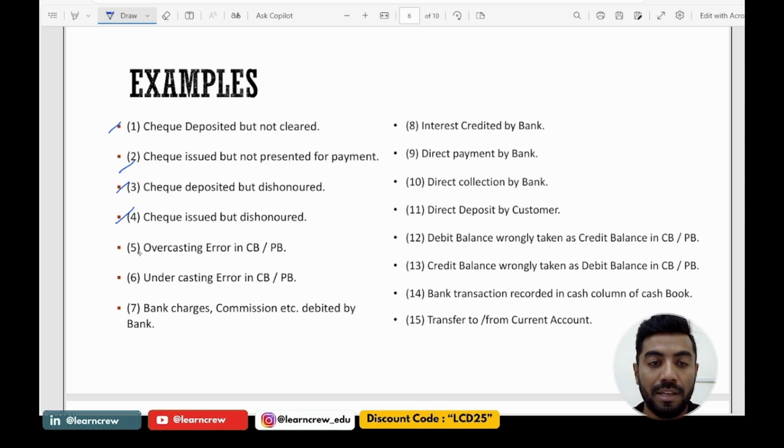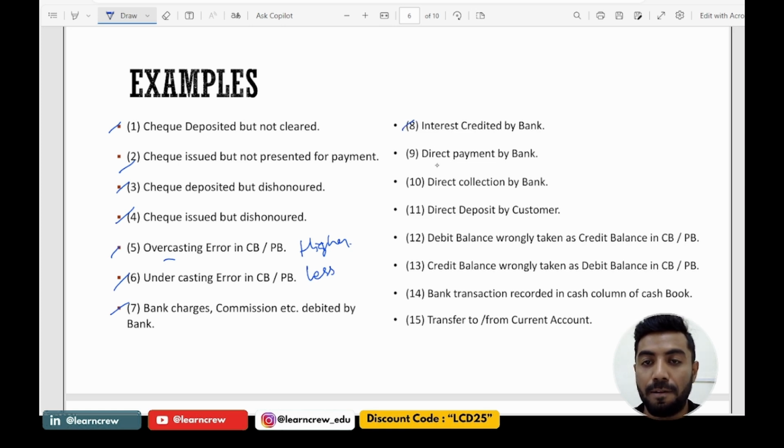Then overcasting error. These are the errors: overcasting error in cash book or passbook and undercasting error in cash book or passbook. Overcasting error means you've taken the total balances higher, more than the actual. Undercasting means you've taken a lower balance. Then bank charges, commission, etc. debited by the bank. This will be recorded in the passbook by the bank, but you wouldn't have recorded it.